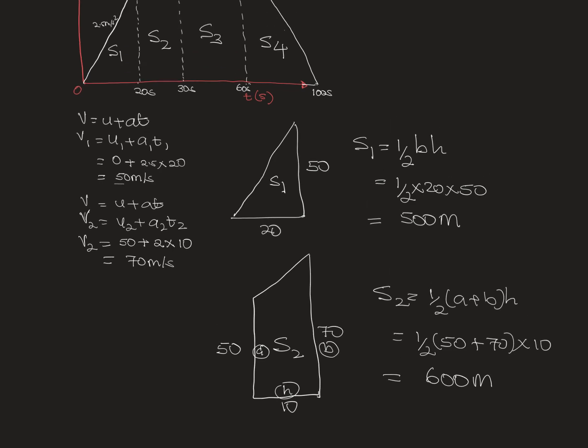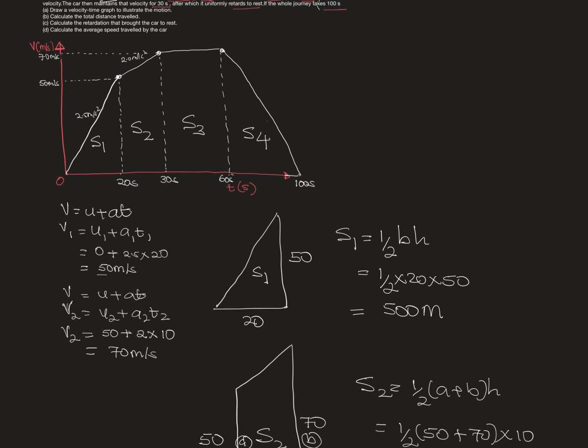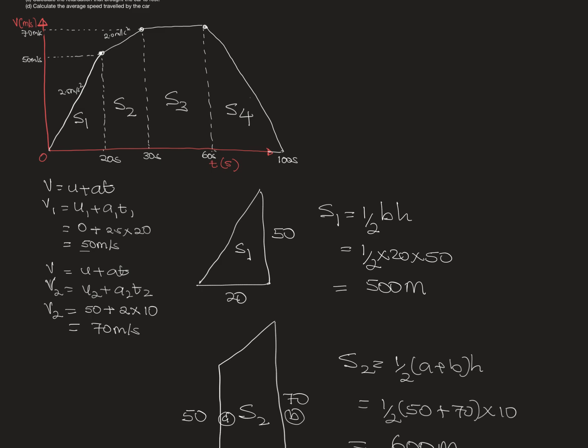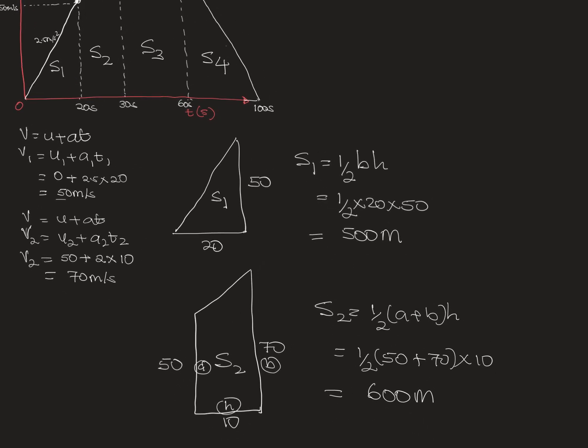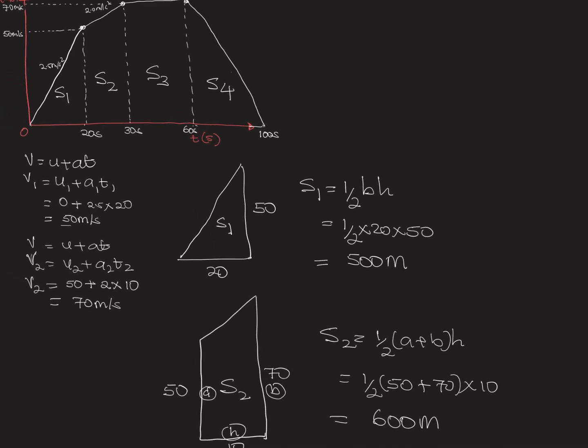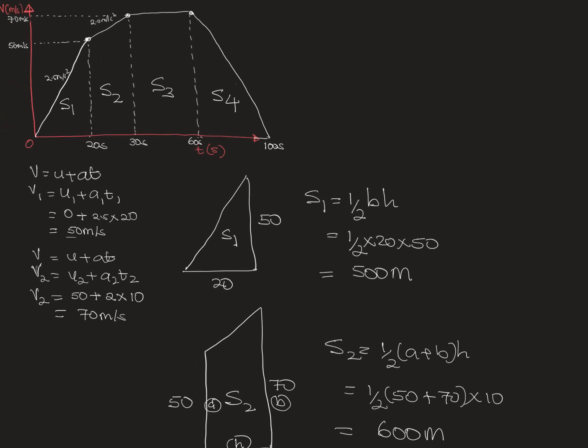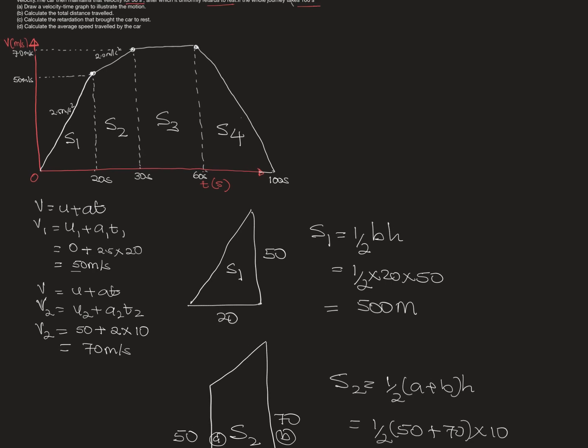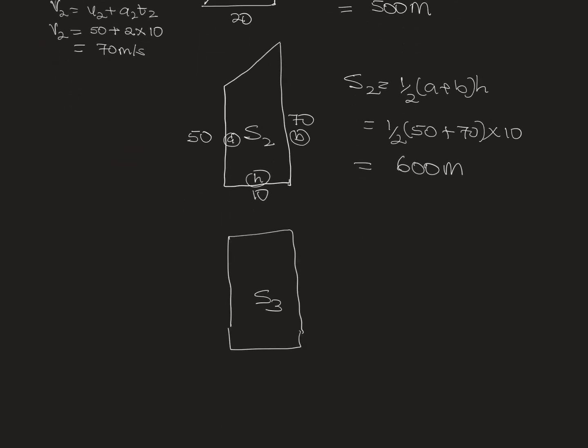Then we move on. We can look at the shape of S3. We say it looks like a rectangle, and this is the shape of S3. The base is 30 and the height is 70. So for S3, the formula will be base times the height. That's the area of a rectangle.